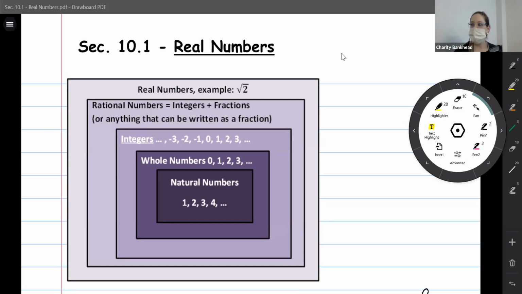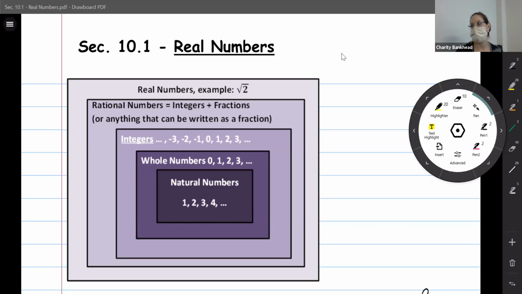And then outside of that, we have the rational numbers. A rational number is anything that could be written in the form of an integer over another integer. So it includes all the integers, plus it includes basically fractions. It also includes most decimals as well, because, for example, if you have 0.3, you could write that as 3/10, 3 over 10, which would be an integer over another integer. So most decimals are also included in rational numbers.